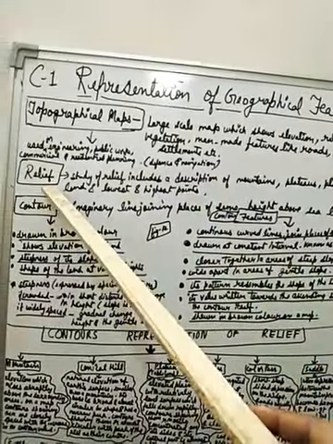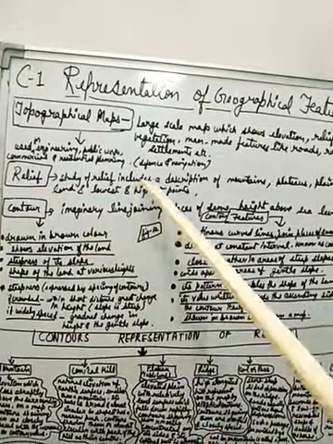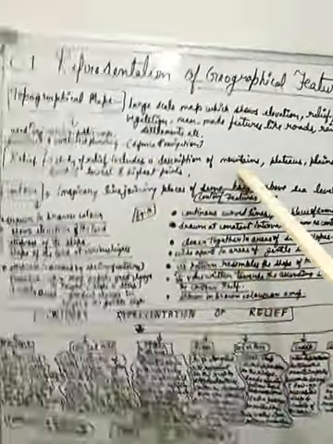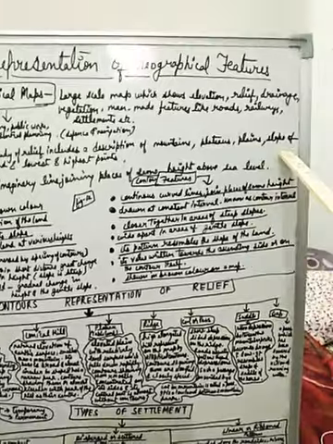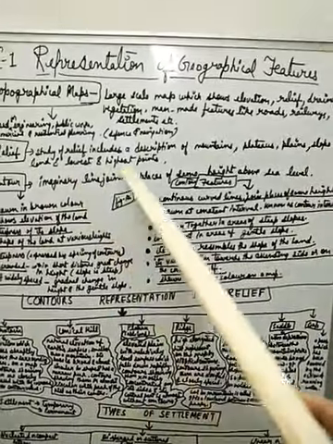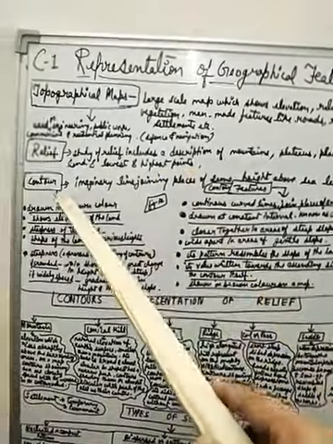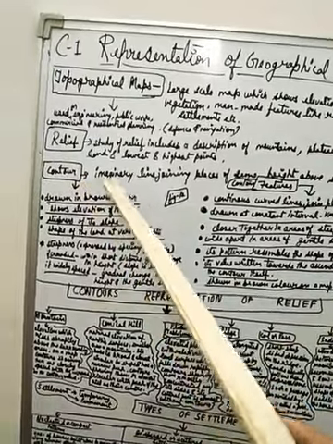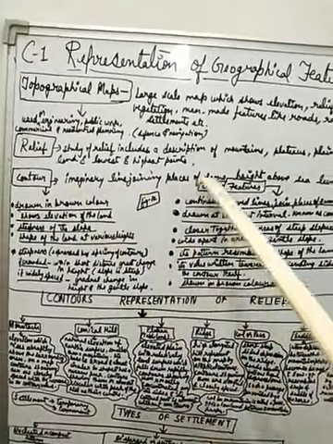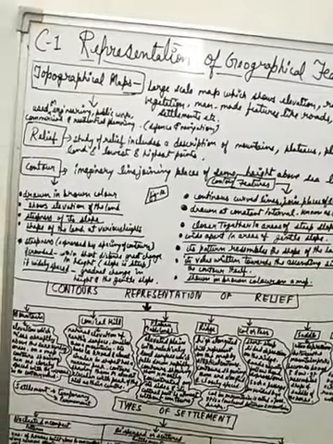Then we have relief. The study of relief includes the description of mountains, plateaus, plains, slope of land and lowest and highest points. Contour. A contour is an imaginary line which joins places of the same height above the sea level.